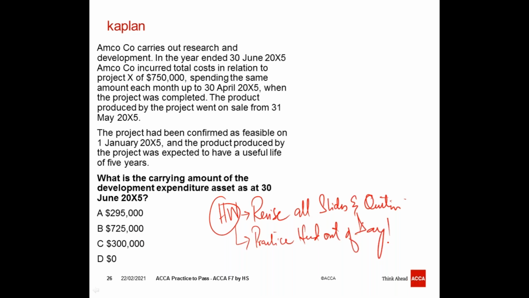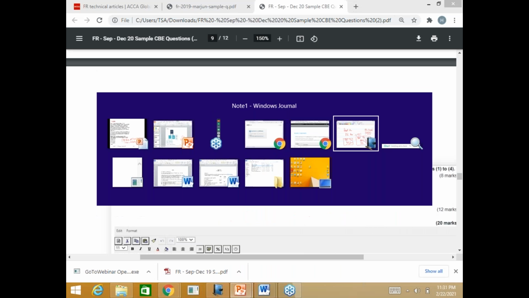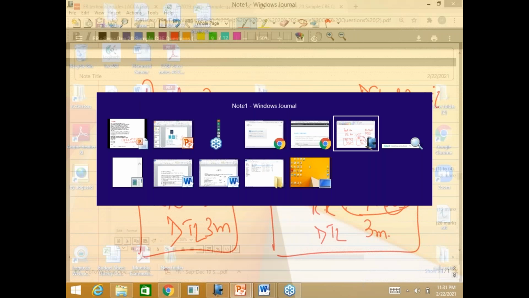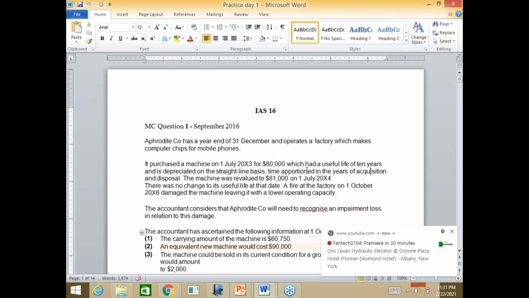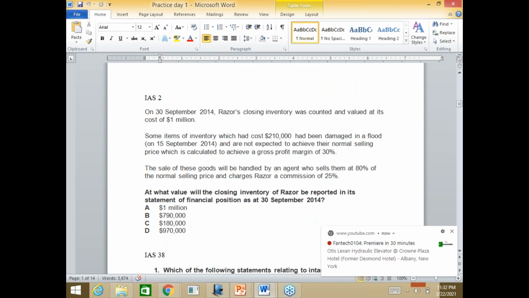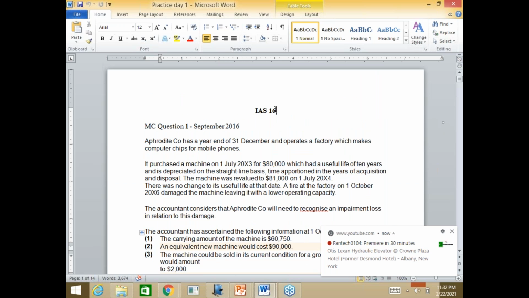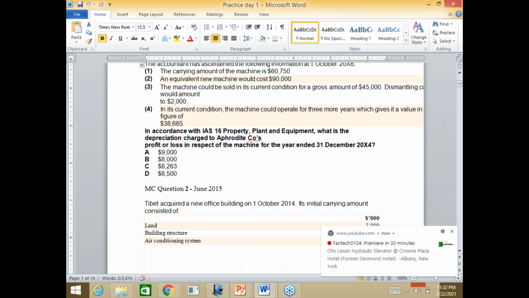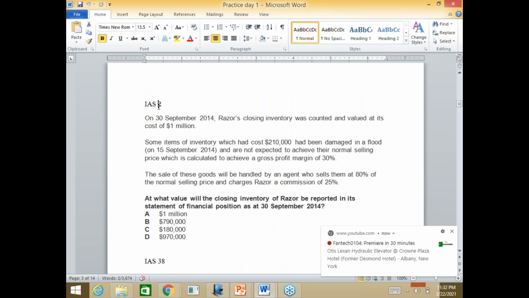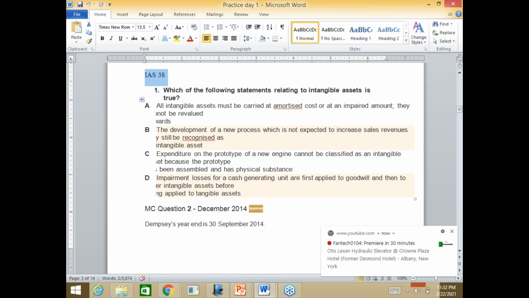Okay, that's the practice handout. I'm sharing with you guys. Yes, that's my practice handout. You can see on the screen. That's available in the handout section. These are the questions that you need to attempt. These all are MCQs and related to section A and B. So do questions from IAS 16. We have already covered IAS 16. Then IAS 2. Then IAS 38. Attempt these questions from IAS 38.